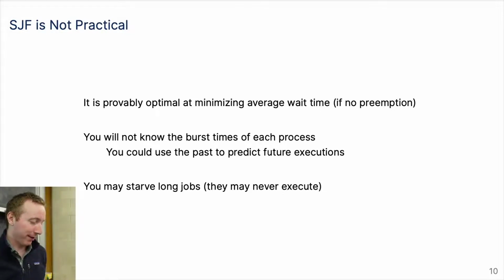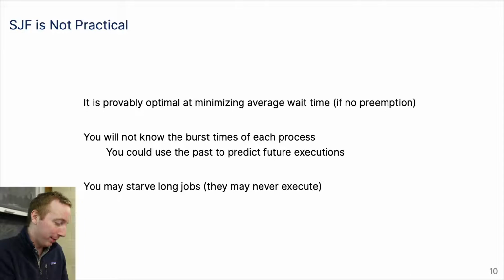Shortest job first is not practical, so it is provably optimal at minimizing the average wait time if you have no preemptions. But of course, in real life with scheduling, you will not know the burst times of each process. Whenever the kernel executes your program, it has no idea how long it's going to take to run. So it can't schedule based off that. You might be able to predict future executions based on past ones or use AI or something like that. But again, it's not going to be perfect because programs do vary wildly.